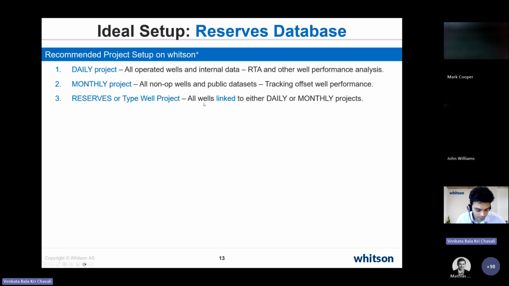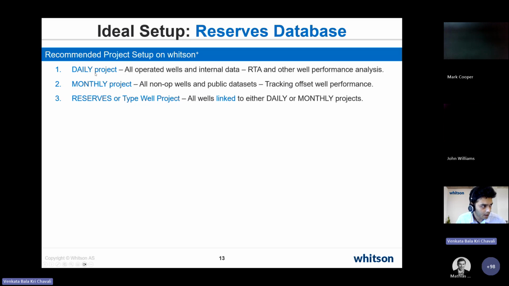Make sense? So any well that is included in the type well creation should basically be added to this project and then linked back to the daily and monthly projects. Why such a design? Because there have been popular requests to restrict access to the reserves of the type well project, which is a fair ask, which is not possible if all your type wells or your declines are in the daily project, right?